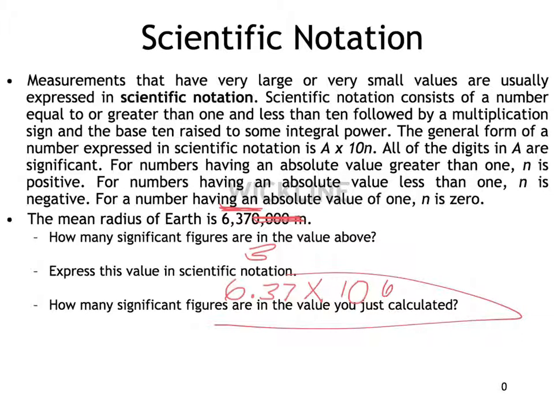And how many significant figures are in the value I just calculated? Again, it's really the same answer. It's just going to be these 3 digits there. In fact, the rule is if you are looking at a number in scientific notation, all of the digits that are in the A value are considered significant. So it's going to be 3 significant figures.